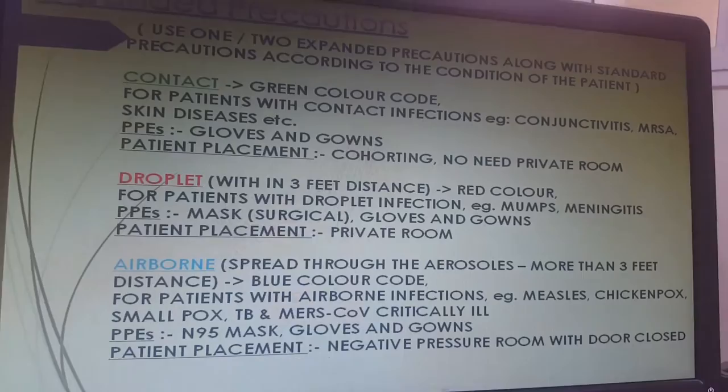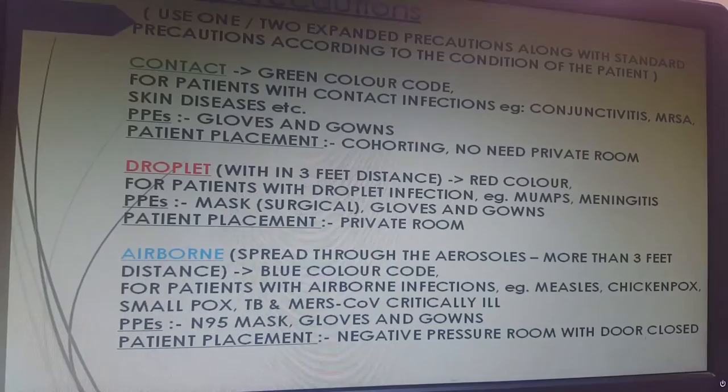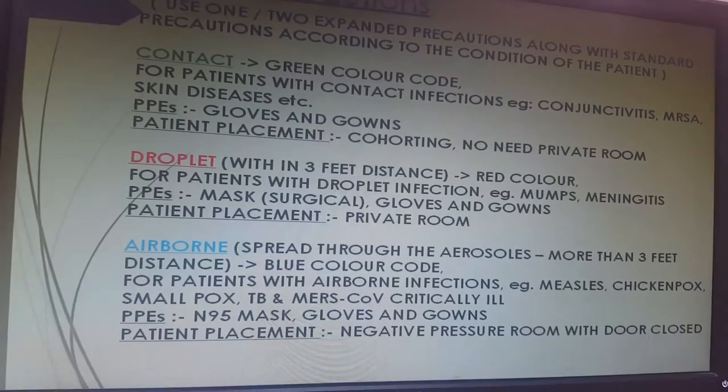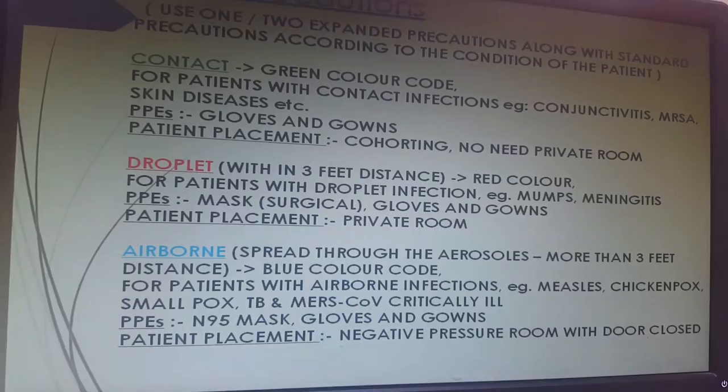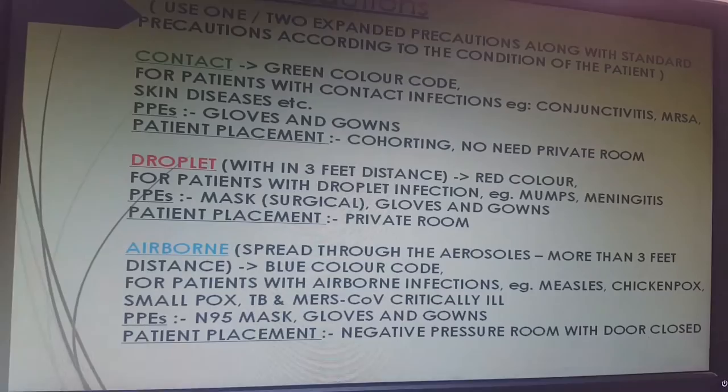Droplet infection, this disease is transmitted by droplets. The droplets are more than 5 micron. It is more secretions, different from airborne. And because of the secretion, we have to use the surgical mask. The airborne, there are also droplets, but they are very small, less than 5 micron. You have to use the N95 mask.